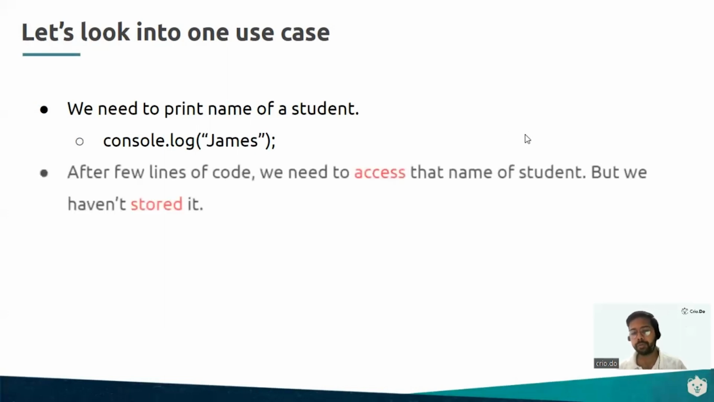But after a few lines of code, let us say you want to access the name of that student again, but you haven't stored it anywhere. So how would you be able to access the same? We cannot access it yet, right? Now this sounds feasible to write a console.log of James again at wherever place we want to have it, right?